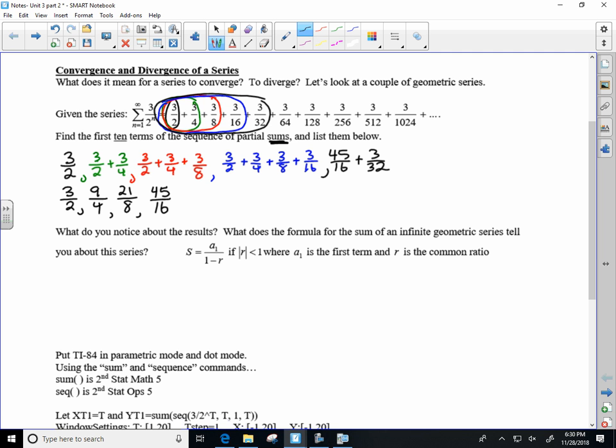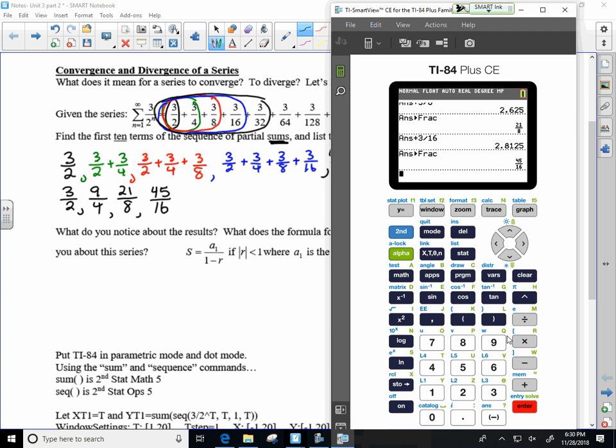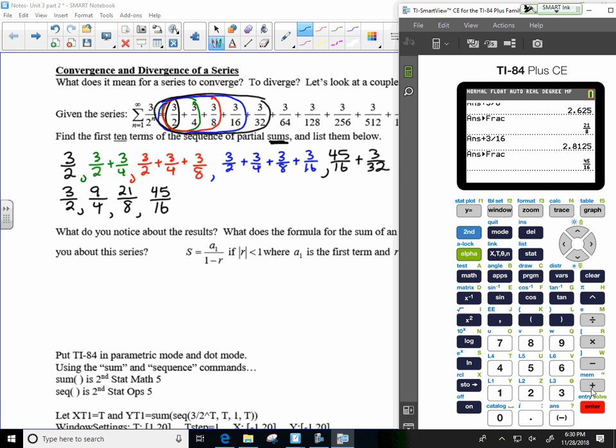So I have 45/16 plus 3/32. So it's 93/32. Is that 93? Yeah, 93. I was hoping it would be something nice, like 96/32. Whatever, I'll just keep doing it on the calculator. So plus 3/32. So, yeah, it doesn't even reduce.